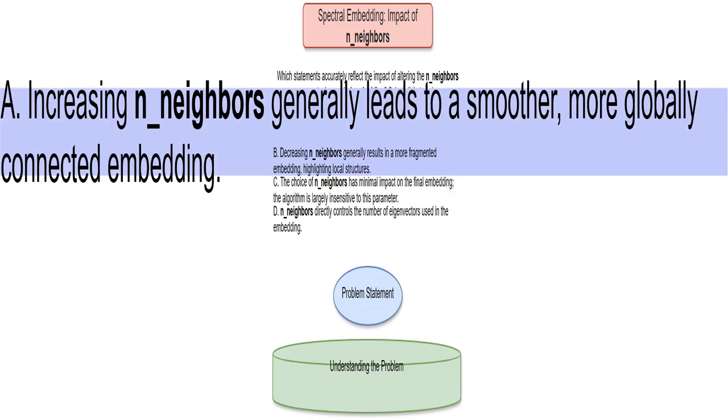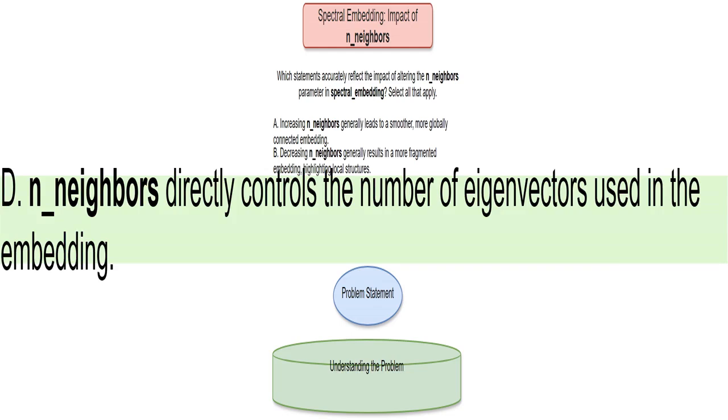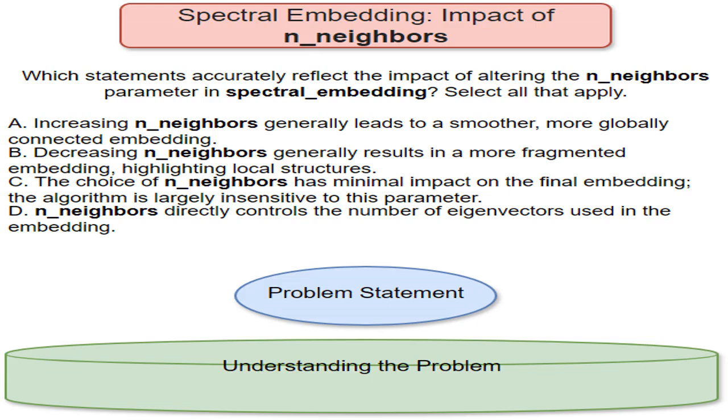This is an opposite claim. This statement claims that n_neighbors hardly matters. I need to check its validity. This statement claims that n_neighbors controls the number of eigenvectors. I need to examine if that is the case. This is the title, highlighting the main topic: the effect of the n_neighbors parameter on spectral embedding.